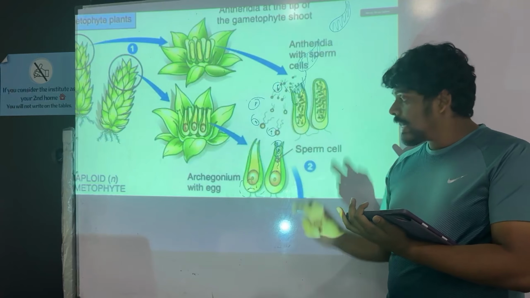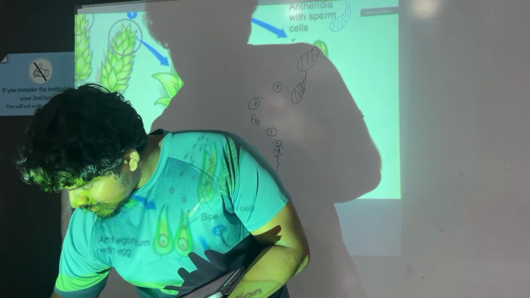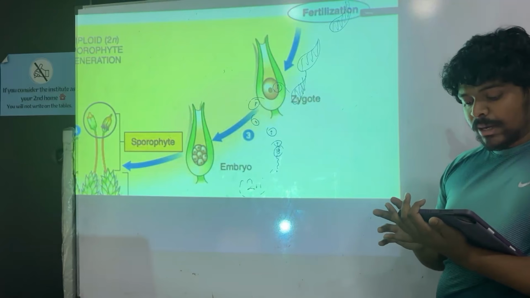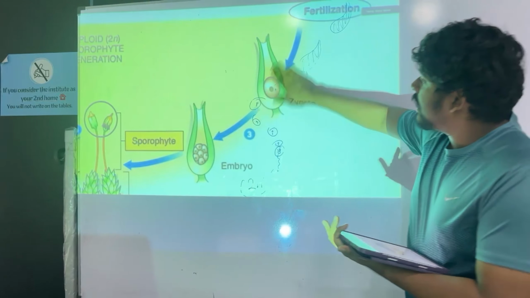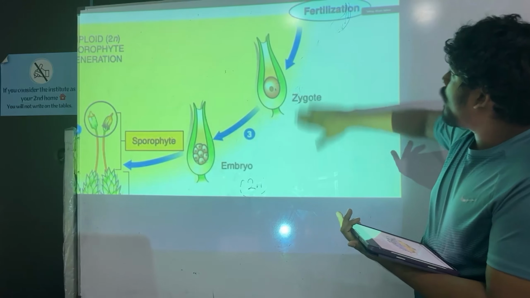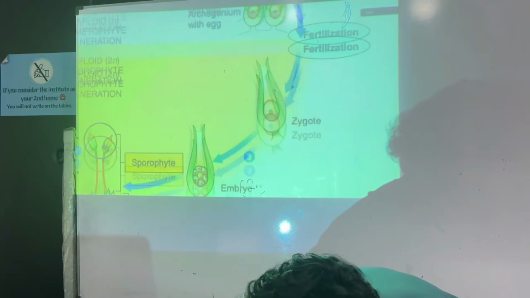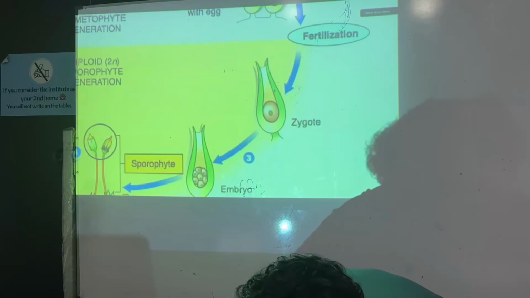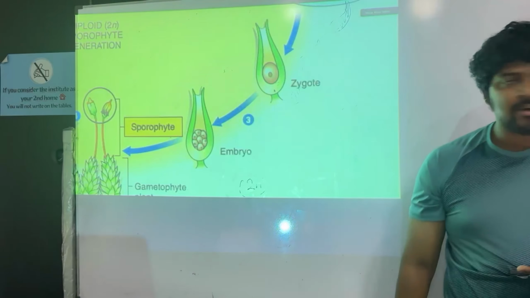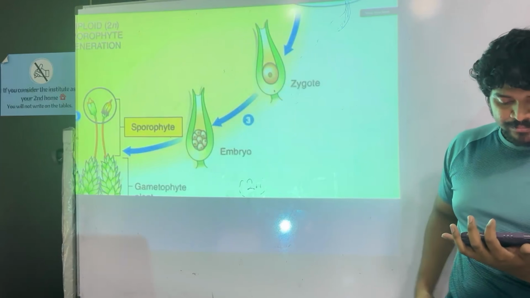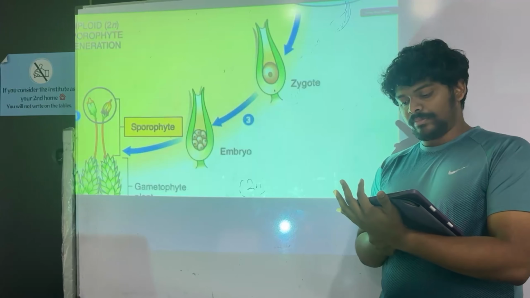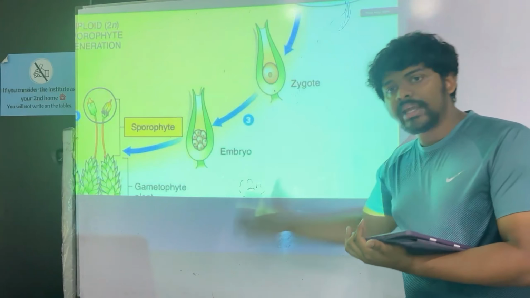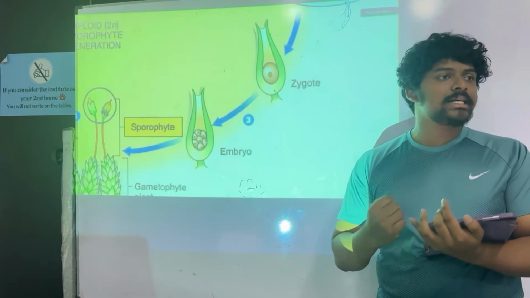Then the sperm fuses with the egg. The sperm fuses with the egg, resulting in a diploid zygote. So we saw previously the sperm coming into the archegonium and then eventually it fuses to form the diploid zygote. So this is the diploid zygote. Like we saw previously, this is not external fertilization, this is internal fertilization.